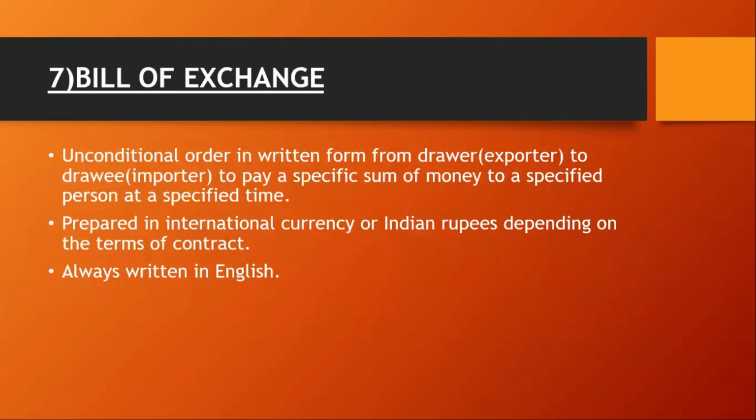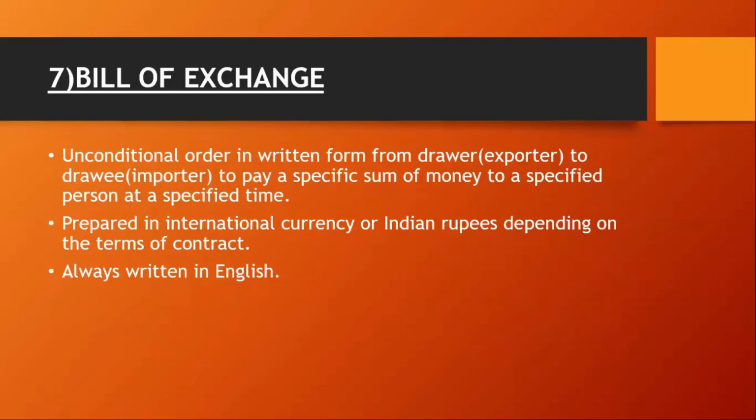Coming on to the next, we have Bill of Exchange. We have already discussed Bill of Exchange in class 11th accounts. We will discuss it once again. Bill of exchange is an unconditional order in writing from the drawer, that is the exporter, to drawee, that is importer, to pay a particular sum of money to a particular person at a particular mentioned date. It is prepared in international currency or Indian rupees depending upon the terms of contract.